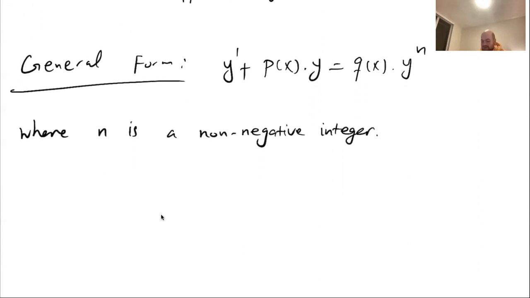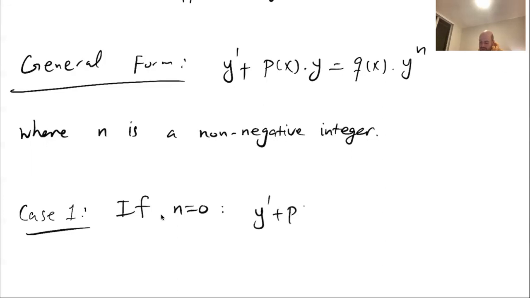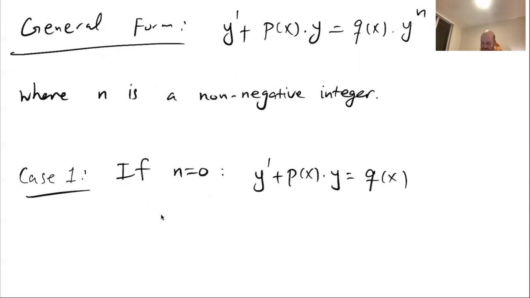Now, let's consider different possibilities for n. So n is a non-negative integer, so n could be 0 or 1 or bigger than 1. Based on that, we want to consider different cases. Case 1, if n equals 0, then we'll have y prime plus p of x times y equals q of x times y to power 0, which is the same as q of x.